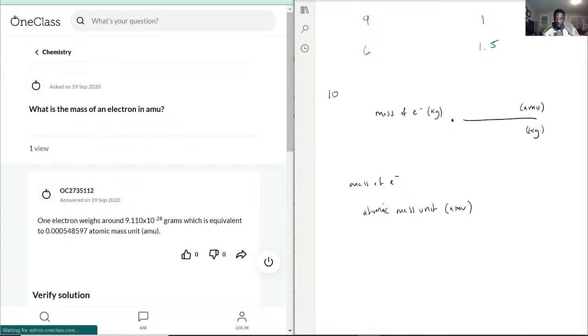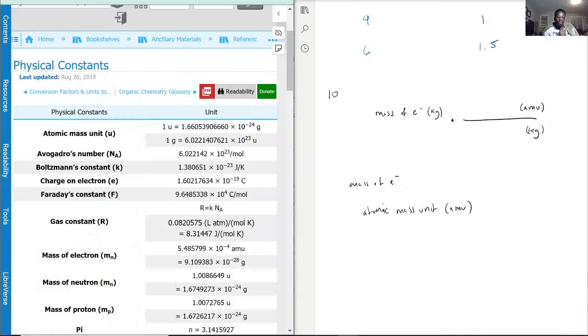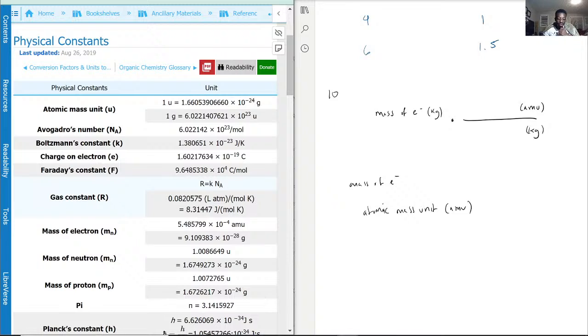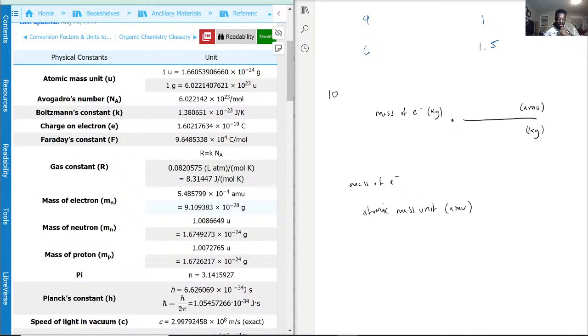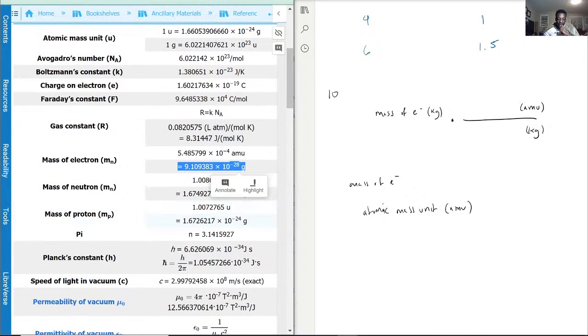So hopefully they also don't require that of you, and they've given you a second type of conversion sheet, or more specifically, it's kind of called a constant sheet, where they give you common constants and values that you typically use in chemistry or physics. Here we actually even have atomic mass unit as well. Mass of an electron. Well, that's not fun. They gave us the answer as well. Let's say they only gave us the grams. Okay, so like I said, it's usually in kilograms, but in this case it's in grams.